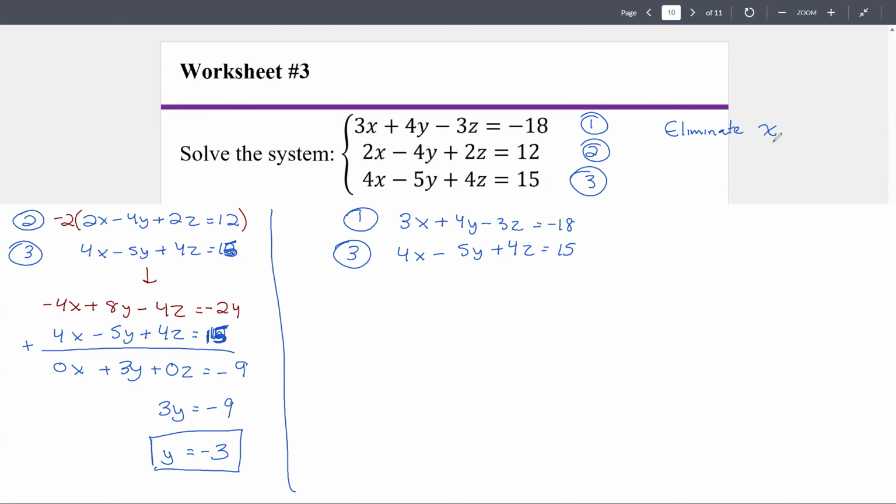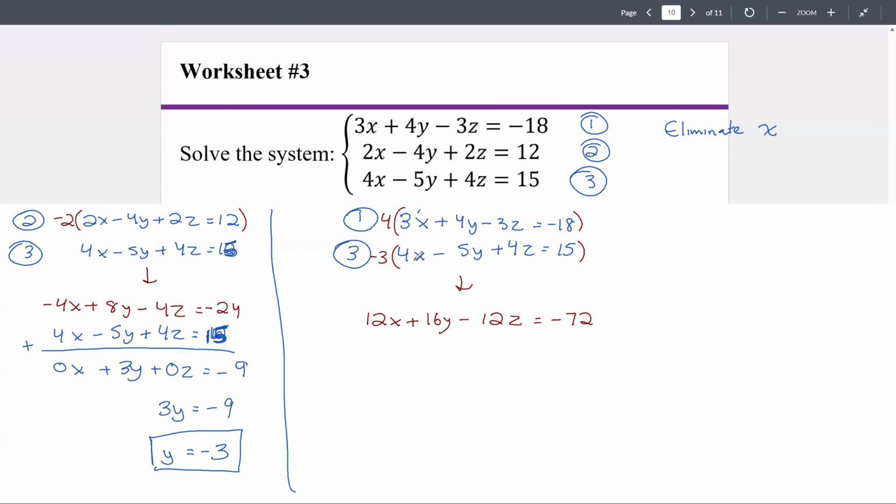And I said I want to eliminate x first. So we have a problem here. I'm going to actually have to multiply both of these by a number. So we got a 3x and a 4x. At best, I can get a 12x. So I just need to make sure that I get a 12x and a minus 12x. So if I distribute 4 times 3x, that is going to be 12x plus 16y minus 12z equals 4 times negative 18 is negative 72.